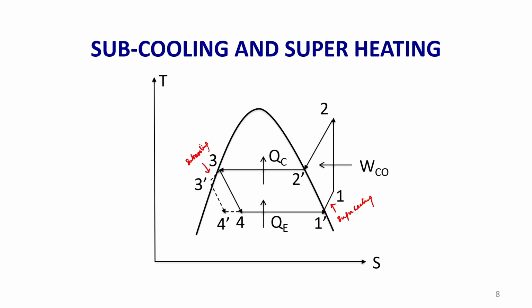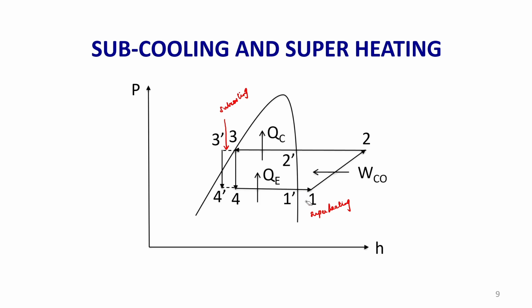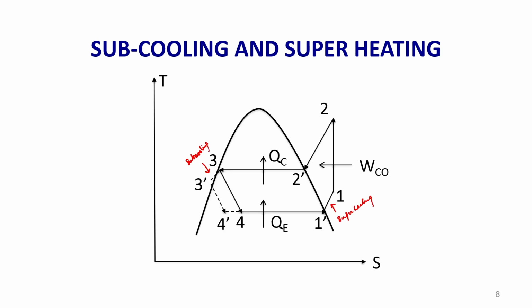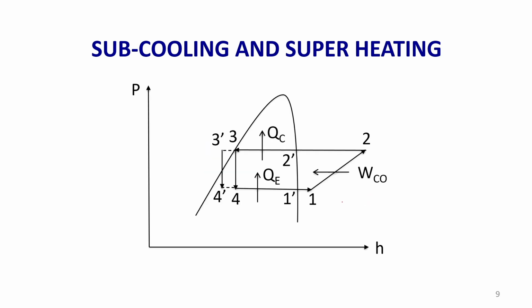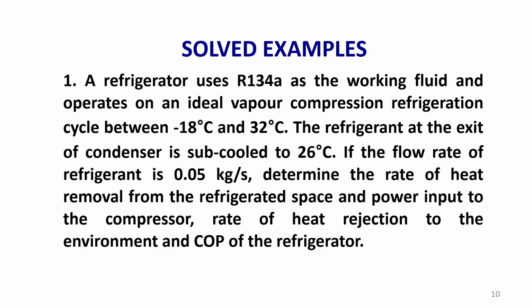How does it affect the COP? Let me erase this one. This is also correct. I have drawn only uniformly in all the TS diagrams. This is not wrong. This is superheating, this is subcooling. Since I have written on the TS diagram, I have not indicated on the pH diagram. So, with this background, let us solve the numerical.